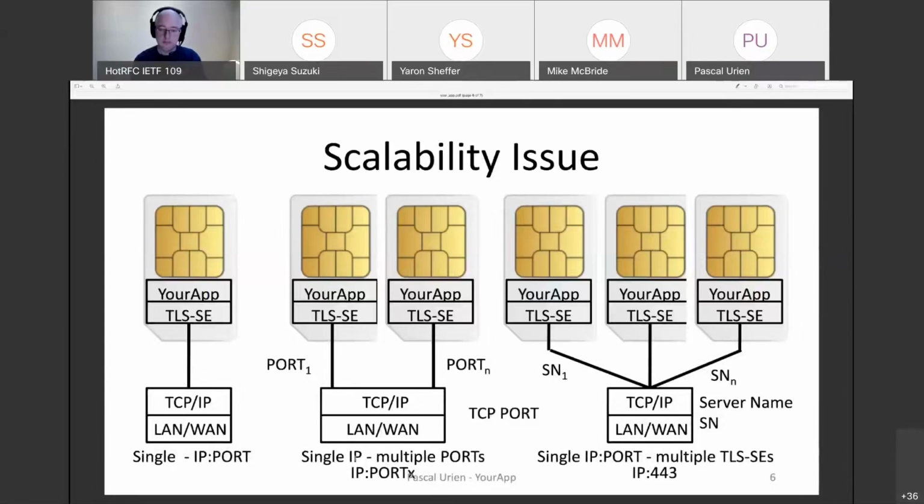Server name is an extension included in the TLS hello message. So secure elements can be identified, for example, by 15 bytes located in the answer to reset message, as described in the TLS-EC draft. So next slide, please.